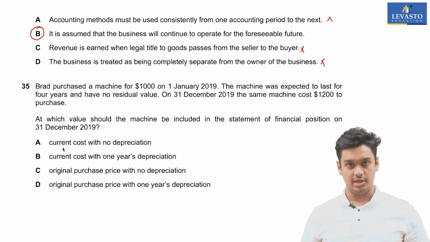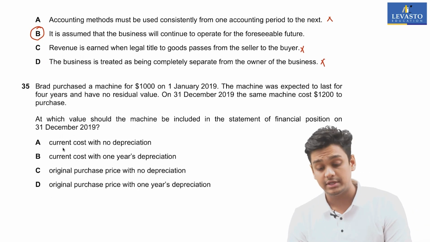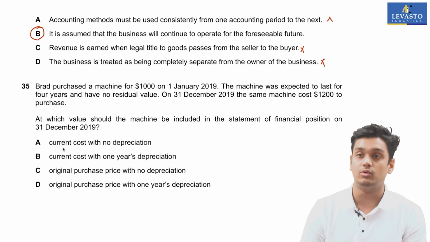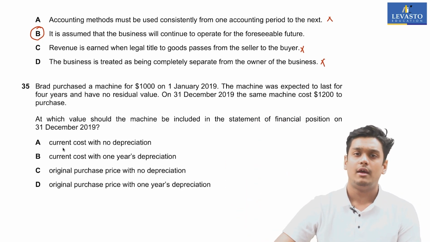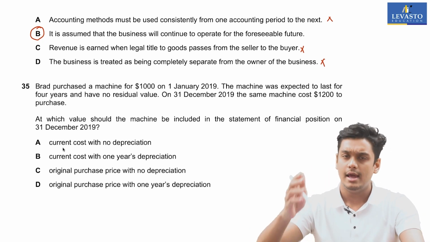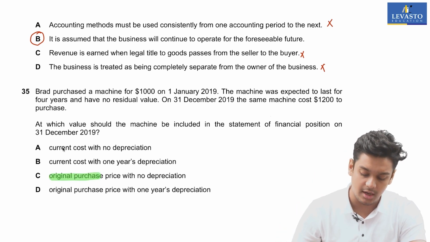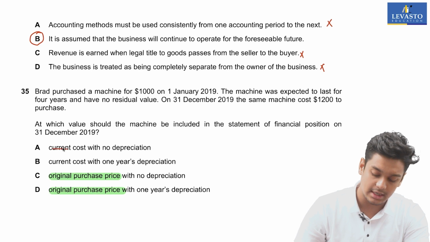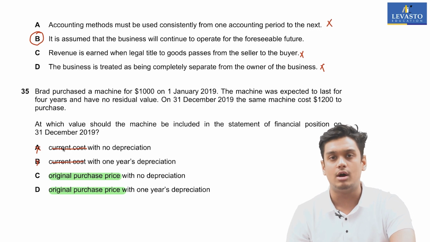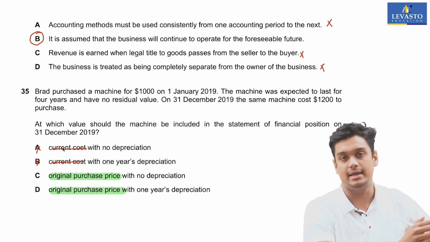That brings us to the last MCQ. Brad purchased machine for 1,000. Machine was expected to last for 4 years with no residual value. Same year machine costed 1,002. So in the market the machine's price increased. Whether it increases, decreases, changes, doesn't matter guys, doesn't matter at all. According to historical cost concept, we always record the original purchase price only. We don't consider the current market price, that is not considered. A and B is completely wrong. Whether the asset's value increases, reduces, at the moment we only consider purchase price.